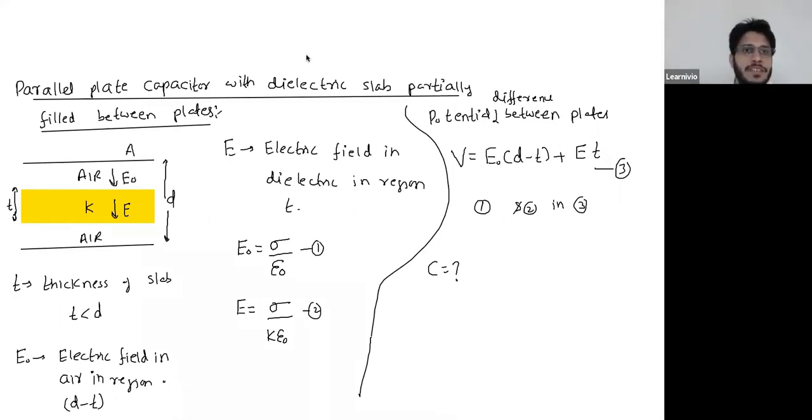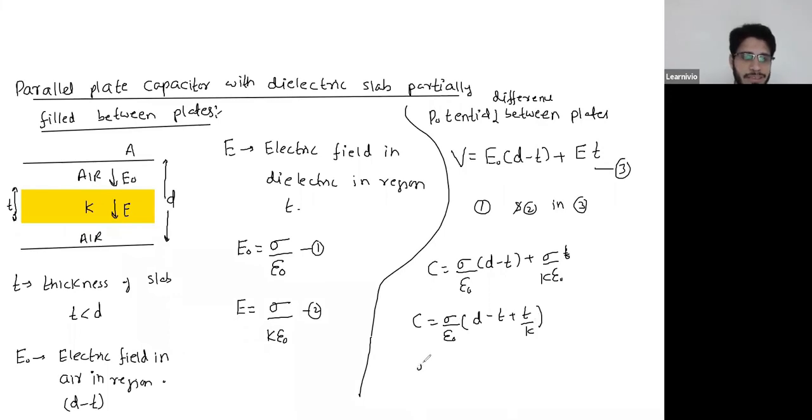See, if I substitute the values of E naught and E here, E naught is sigma by epsilon naught in D minus T. E is sigma over K epsilon naught in T. In the next step, you can take this sigma by epsilon naught as constant. It's D minus T plus T by K.